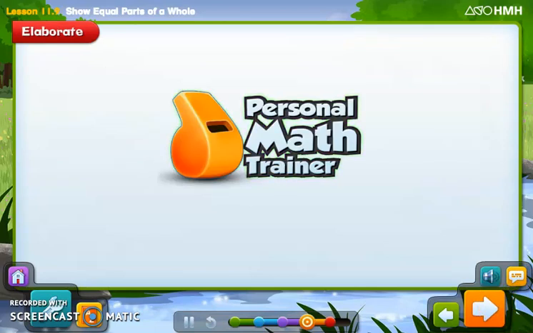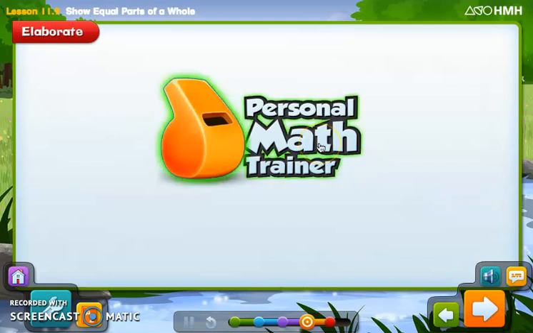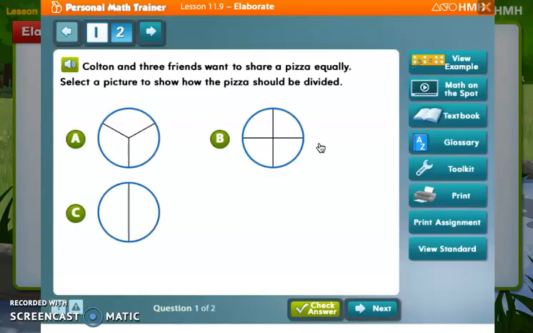Now let's practice with the personal math trainer. All right, so hopefully we can actually click on things this time, but let's see how it works out. It says Colton and 3 friends want to share a pizza equally. Select a picture to show how the pizza should be divided. So Colton and 3 friends means there's Colton and 3 other friends. So 1 plus 3 is 4. So we know that there's 4 people who want to share a pizza equally.